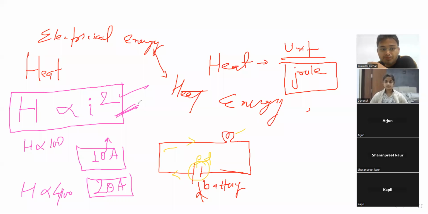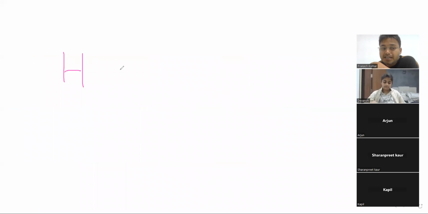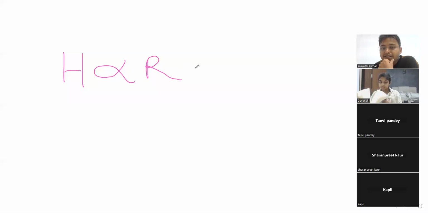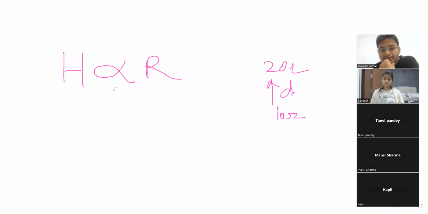Now, next point. Remember, this one is the first point. Next, heat is directly proportional to resistance. For suppose I double it. For suppose earlier the resistance was 10 ohm. Now it is 20 ohm. So what will be the change in the heat? It will also be double. Directly proportional. If resistance increases, heat will also increase. This one is the second fact.